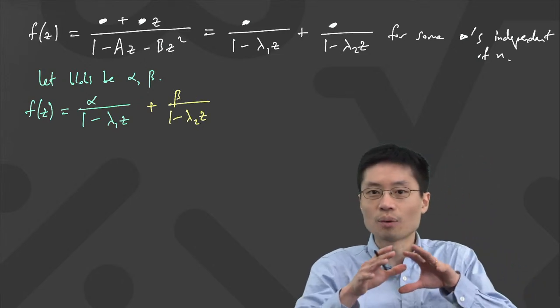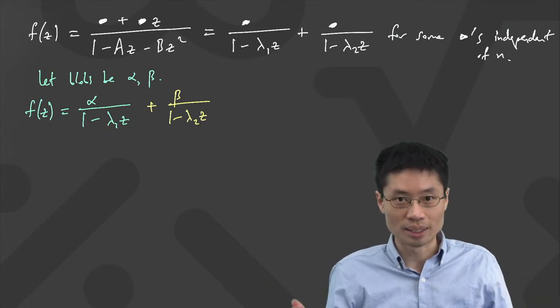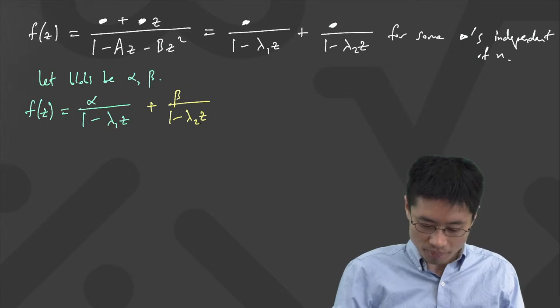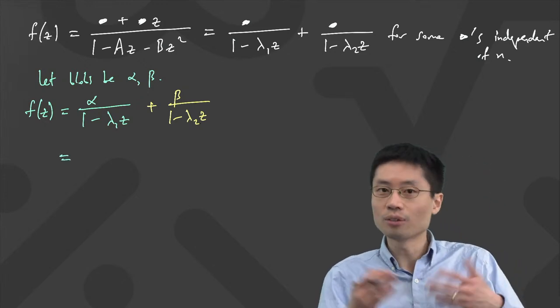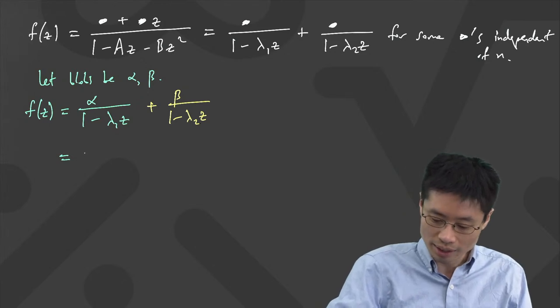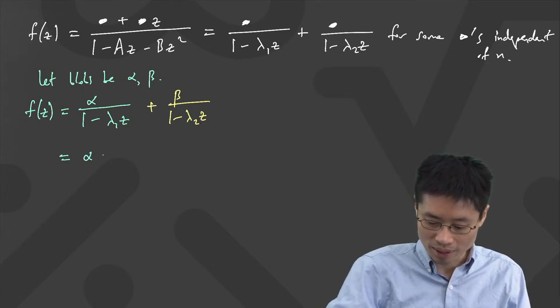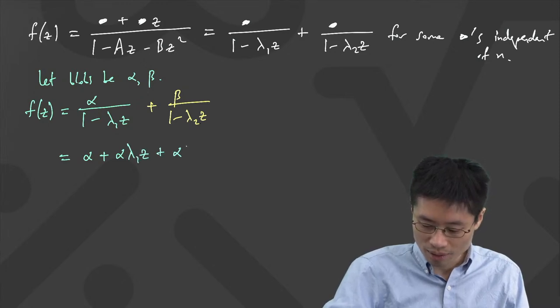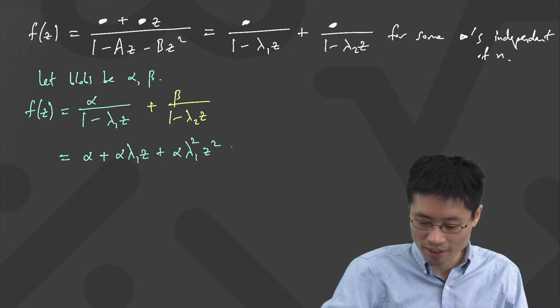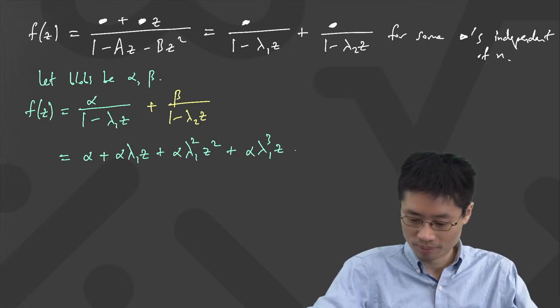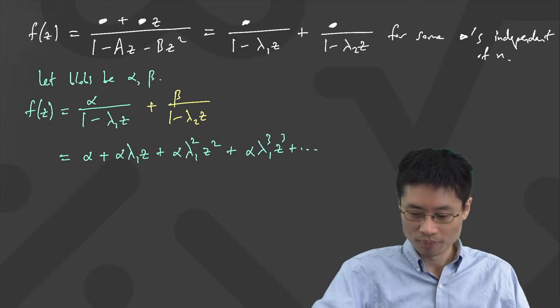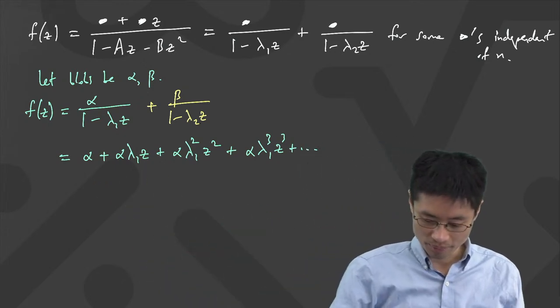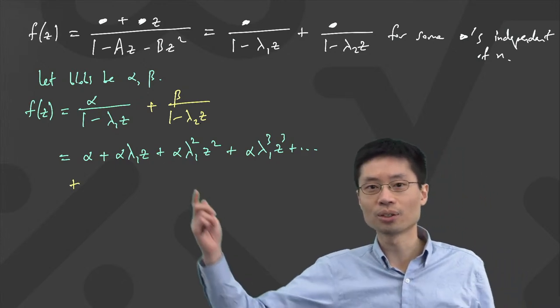I'm using two colors because I now want to write these two things out as infinite geometric series. The first one, alpha over this, is an infinite geometric series: alpha plus alpha lambda 1 z plus alpha lambda 1 squared z squared plus alpha lambda 1 cubed z cubed, and so on. That's the green thing. I'm going to write a plus sign so you know that there's more coming. Is everyone okay with the green thing?